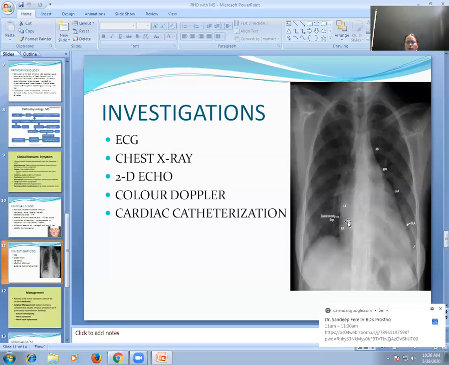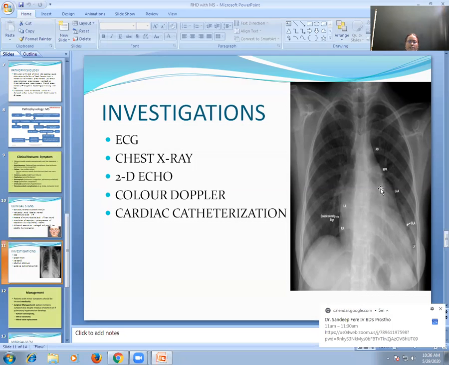Enlargement of the left atrium causes the left atrium to come onto the right side. So this is the enlarged left atrium. This is the right atrium. This is a double shadow. This is the double density sign, also called double shadow. And here there occurs straightening of the left border of the heart because of enlargement of the left atrium.